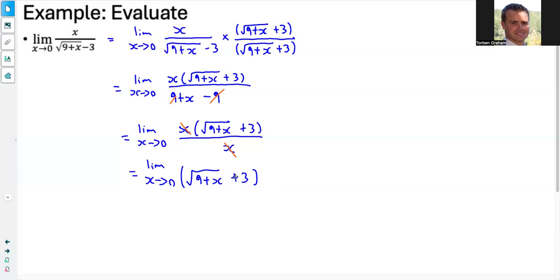So now that we've got to this, we can just use our direct substitution property. So this is just going to be our limit of the square root of 9 plus 0 plus 3. Now, the square root of 9 is 3, then we have plus 3. So our limit as x goes to 0 for this function is going to be 6.